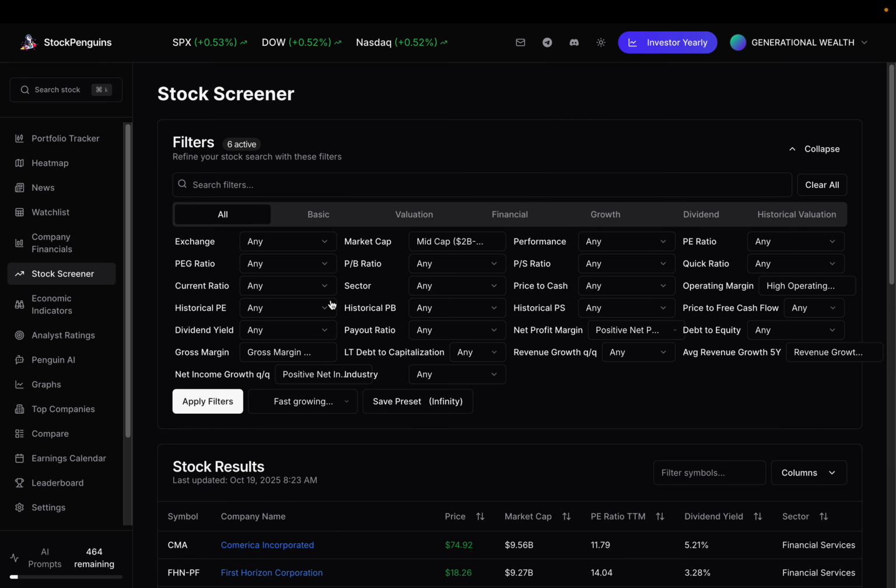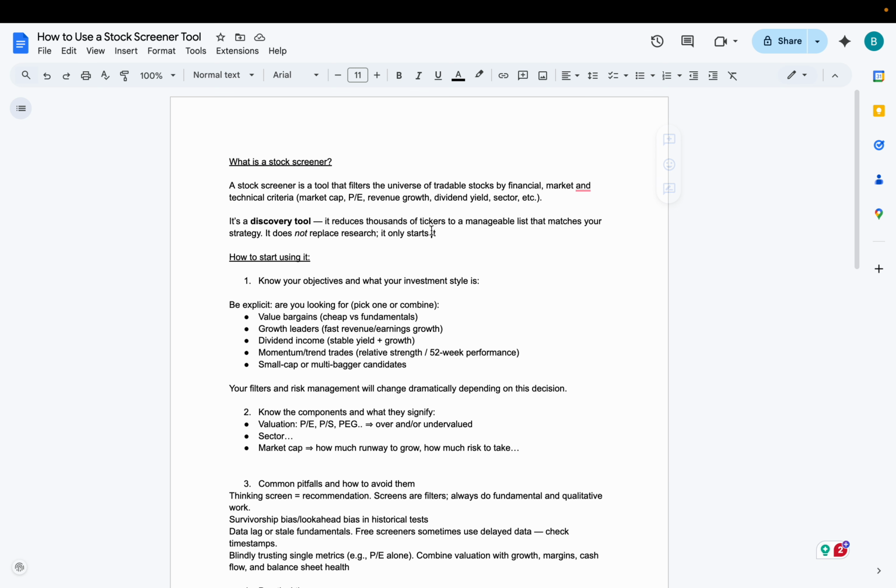Before we dive deeper into this, let me share tips on what the stock screener is, how you can use it, and how to avoid any common pitfalls when using a stock screener. A stock screener is basically a tool that filters the universe of tradable stocks by financial, market, and technical criteria. Think of your market cap, valuation metrics like PE ratio, growth rates like revenue growth, bottom line growth, dividend yield, sector, etc.